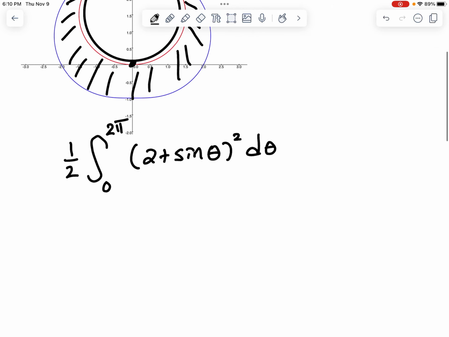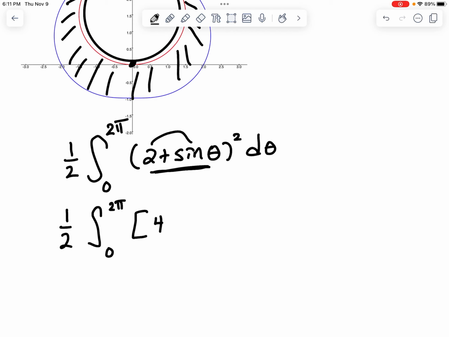And then we need to do some algebra and square this binomial. So square this 2 plus sine of theta. So that's going to be 2 squared is 4. Then multiply the 2 terms and double that. So that would be 4 sine of theta. And then square the sine.